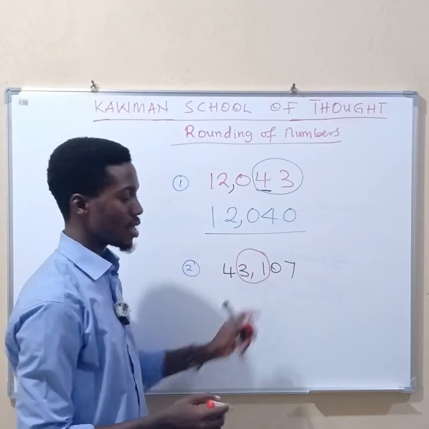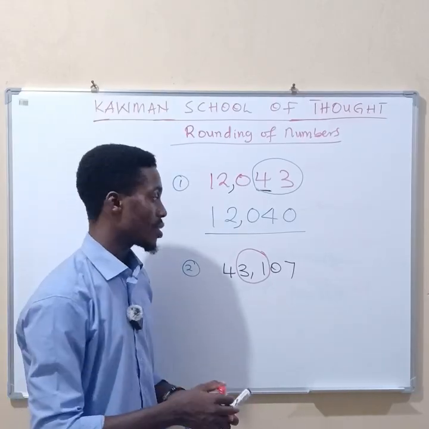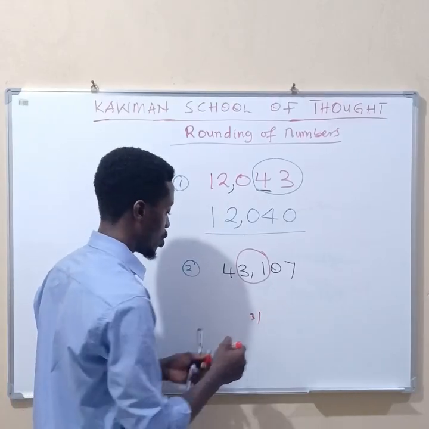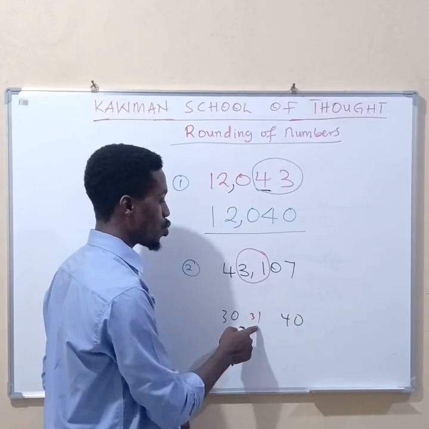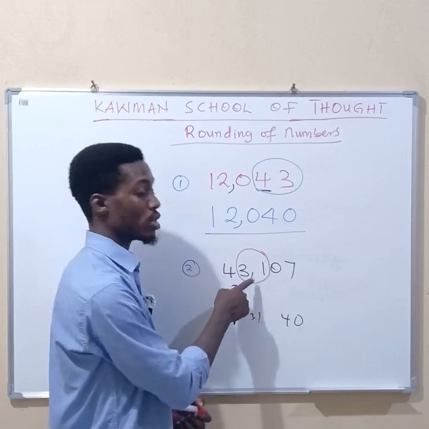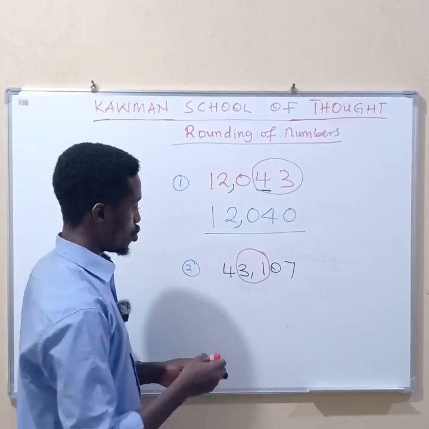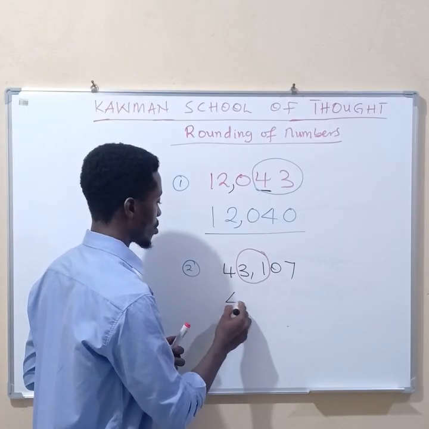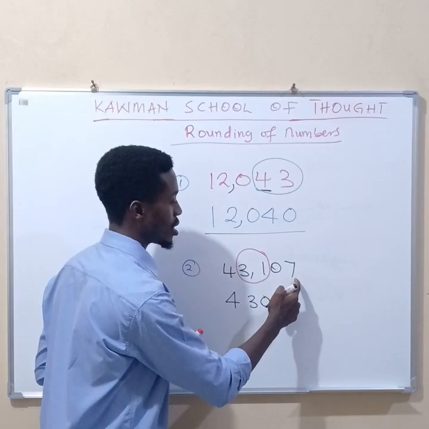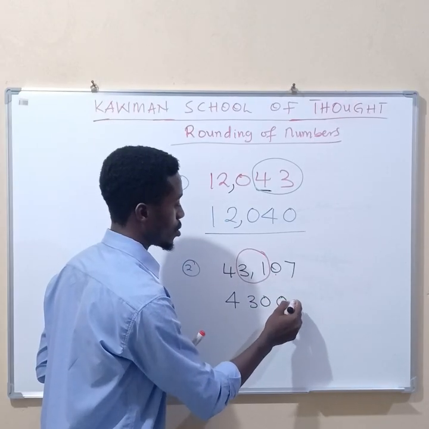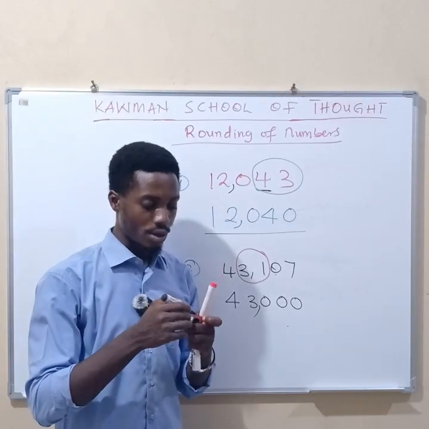So 31 to the nearest 10 gives us what? 30. Okay, because it's closer to 30. Like I said, 31 is between 30 and 40. But 31 is closer to 30 than 40. That is why it's 30. So this becomes what? You maintain your 4. So 4, then 3, 0, 30. Then the rest of the numbers you return them as what? 0, 0, 0. So the answer is going to be 43,000.